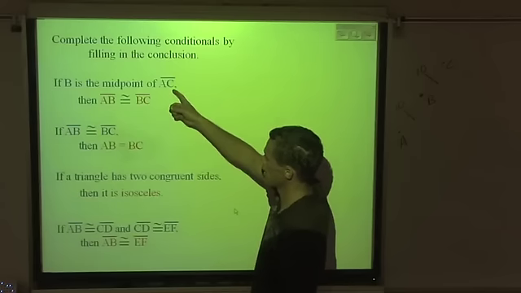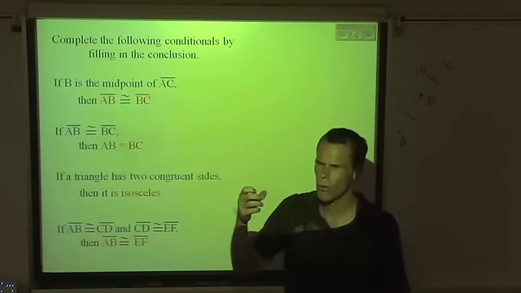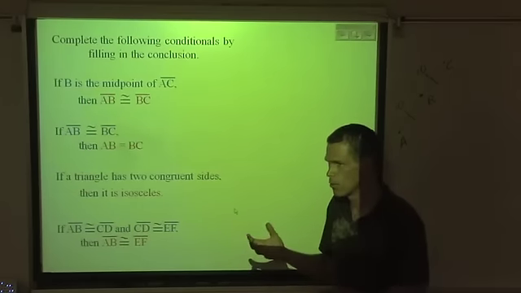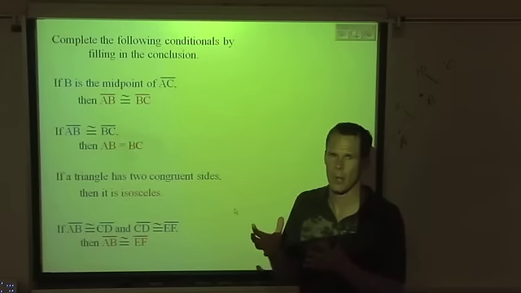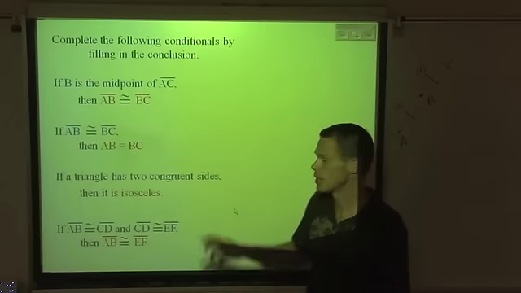If B is the midpoint of AC, then AB is congruent to BC. Well, why? What have we studied? What do we know that allows us to make this conclusion? Well, most of the time, these conclusions come from some fact that we know. And one of the best facts that we can use is a definition.